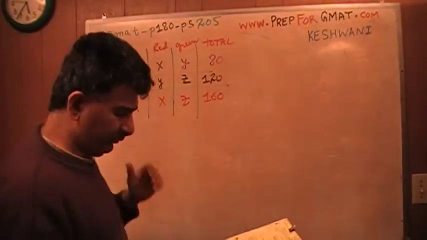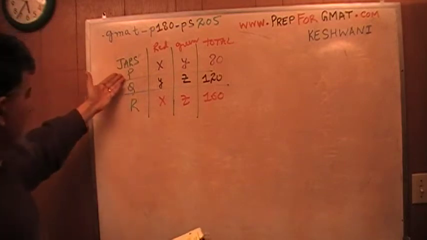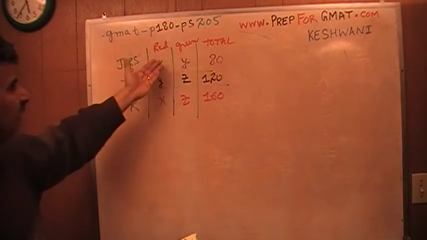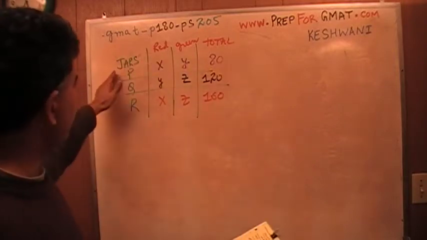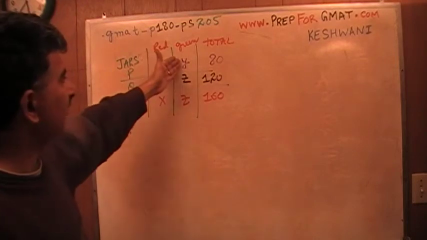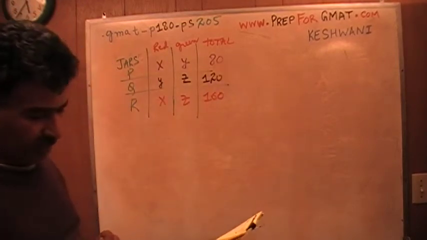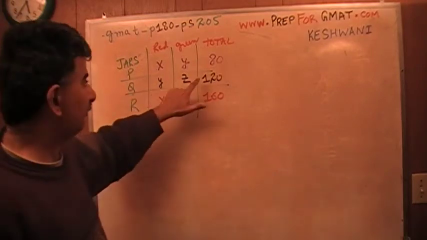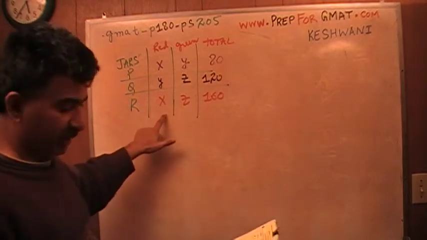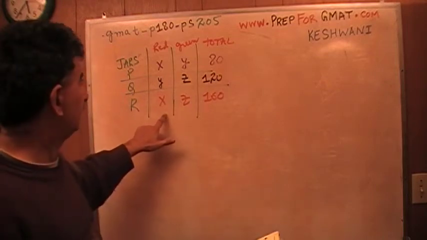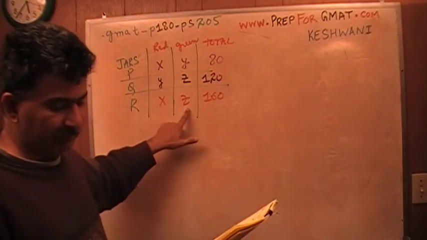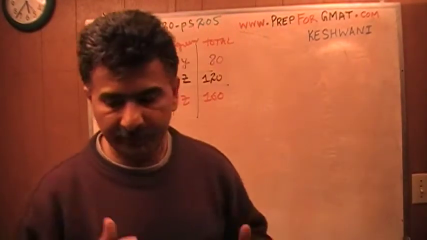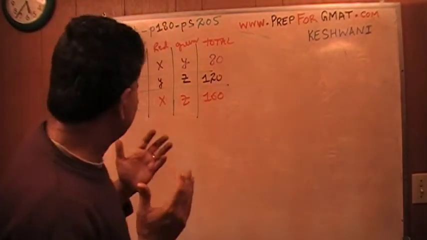I already set up the table here to save a little bit of time. So we have three jars, P, Q, and R. In each of the jars, we have some marbles, red or green marbles. In jar P, we have X red marbles, Y green marbles, for a total of 80. In jar Q, we have Y red marbles and Z green marbles for a total of 120. And in jar R, we have X red marbles and Z green marbles, or for those of you who are watching outside the US, Z marbles.